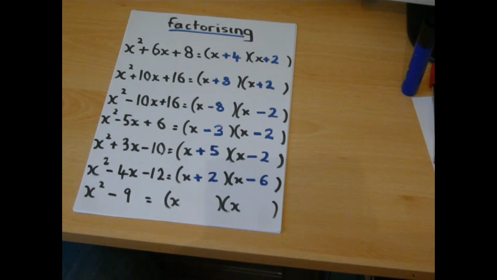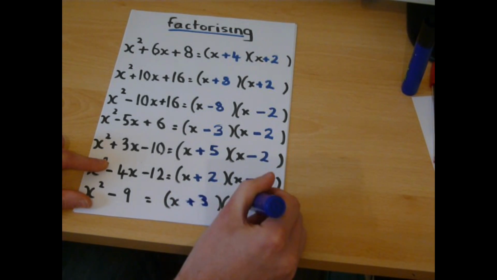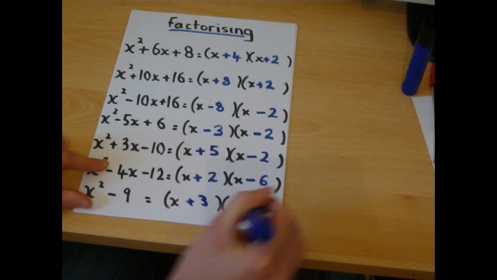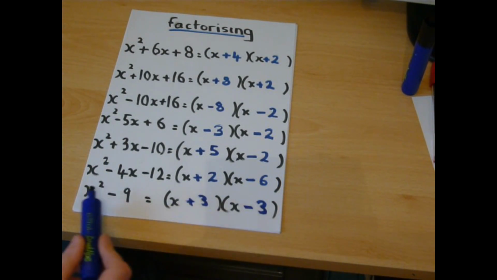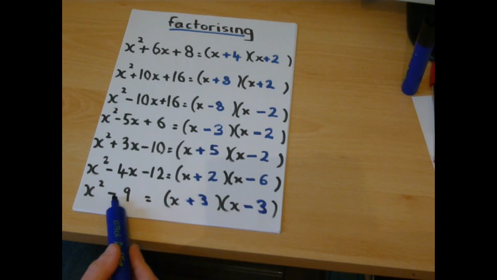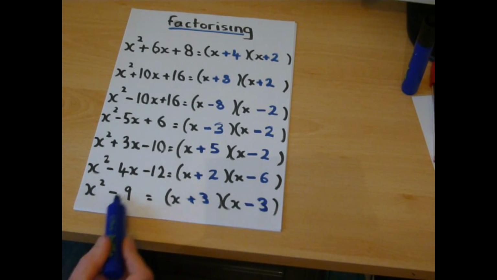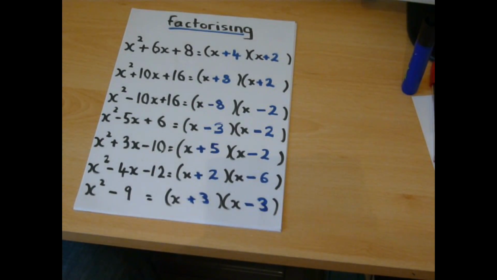The last example is called the difference of two squares. They are both square numbers. There are no x terms. This is a special case, and if I put plus 3 and minus 3 in, then x times x is x squared, 3 times minus 3 is minus 9, and the x terms, 3 take away 3, gives us no x's, they've cancelled out. And that again is called the difference of two squares.